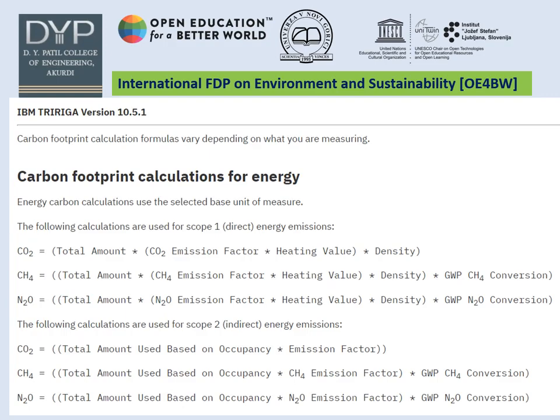Here are certain factors which one might not be aware of. The emission factor is a measure of the average amount of a specific pollutant or material discharged into the atmosphere by a specific process. Heating value is the amount of heat generated from the combustion of the material. Then GWP is the global warming potential, and is a measure of how much heat a greenhouse gas traps in the atmosphere up to a specific time horizon relative to carbon dioxide.